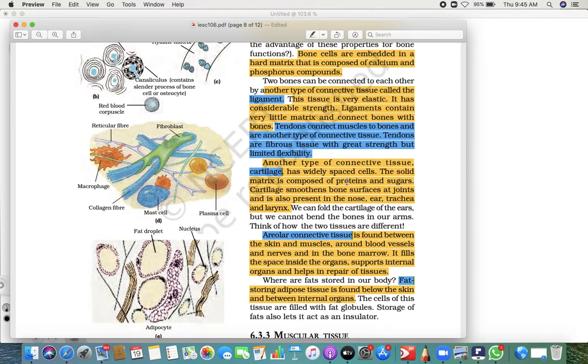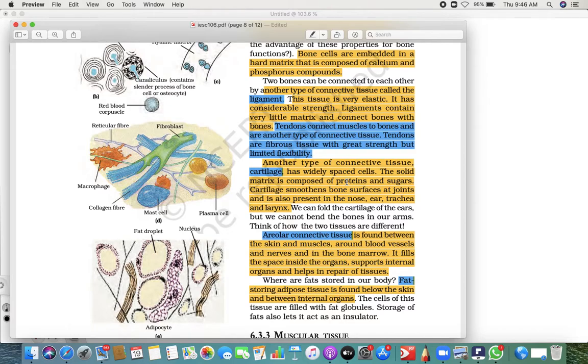There is another type of tissue called areolar connective tissue, that is found between skin and muscles. Two bones are connected by ligament, muscle and bone is connected by tendon. Now skin and muscle is connected by another type of tissue called areolar tissue, that is around blood vessels, nerves, bone marrow, right? It can fill the space inside the organs. So basically it supports the internal organs. When you get hit by something, areolar connective tissue helps us, and it even helps to repair the tissues.